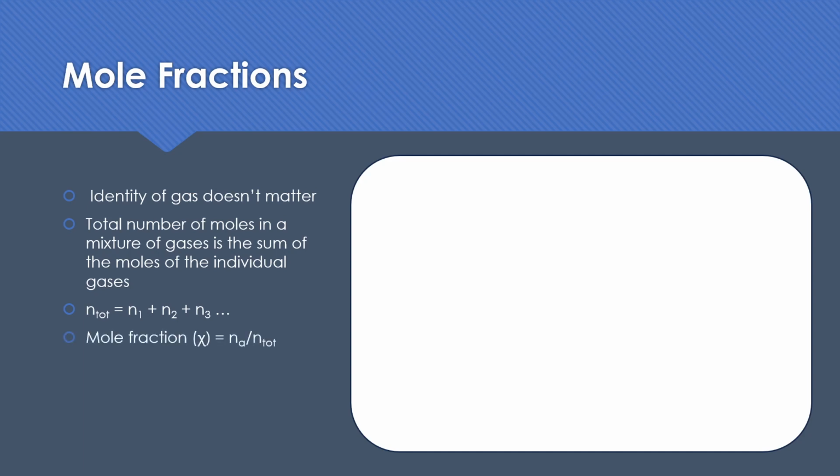And then the mole fraction, which is chi, you probably just see it written as X, but it is a Greek letter chi. It doesn't really matter, is the mole fraction of A. So the mole fraction of A is the moles of A divided by the total number of moles, and it's a percentage in decimal form. So the sum of mole fractions will always equal 1.